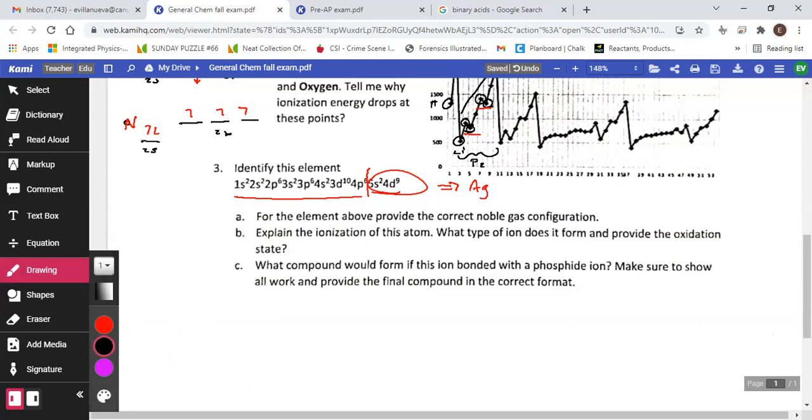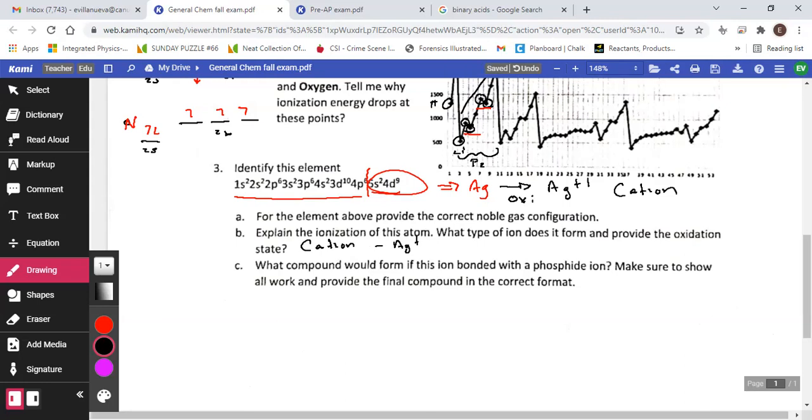Okay, it says explain the ionization of this atom. What type of ion does it form and provide the oxidation state? Well, we know that silver is a transition metal, so you should know that this guy is going to oxidize. Because you have a reference chart in your periodic table and your notes, you should have known that this guy forms a +1 cation. That's what I was looking for in this question. So what kind of ion does this form? It forms a cation, silver 1+.